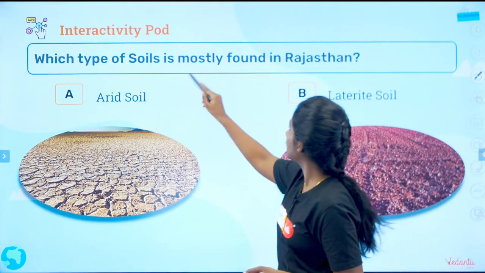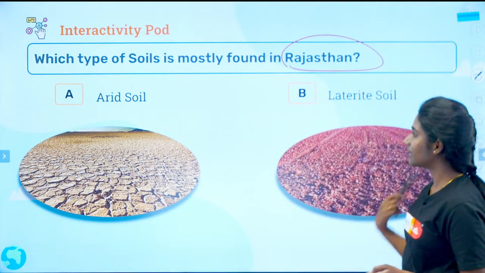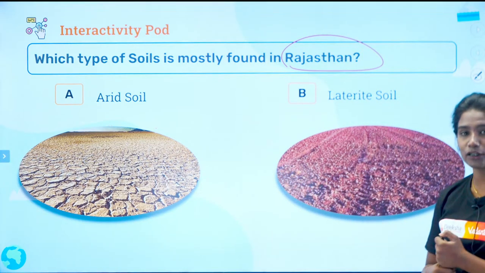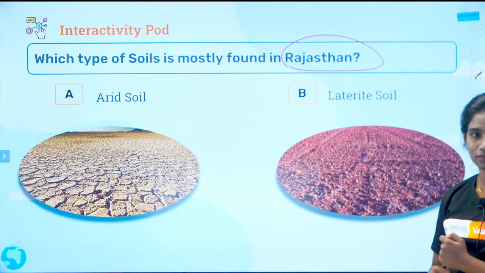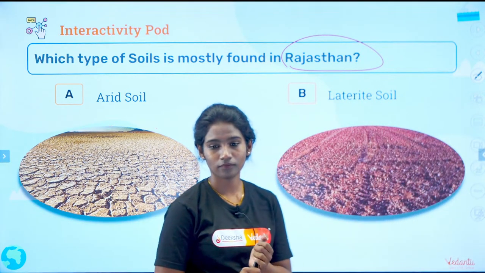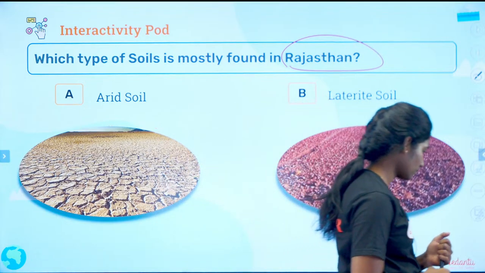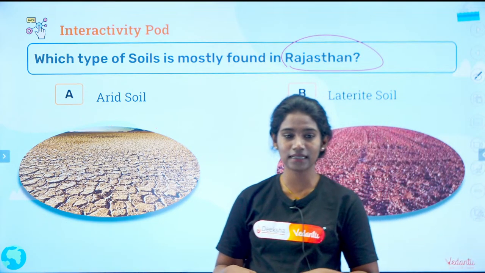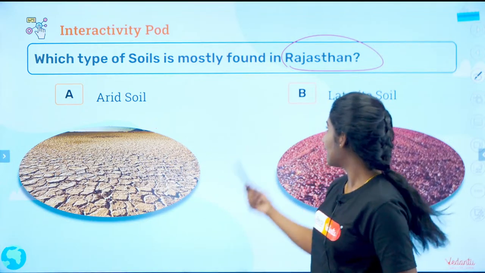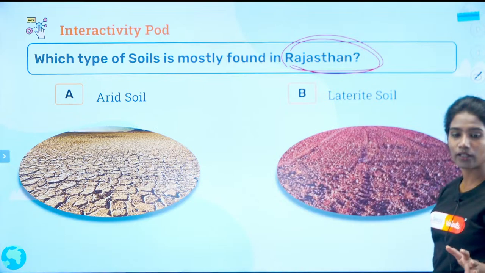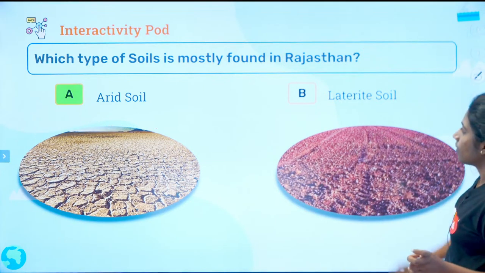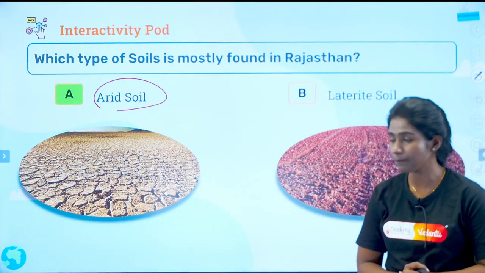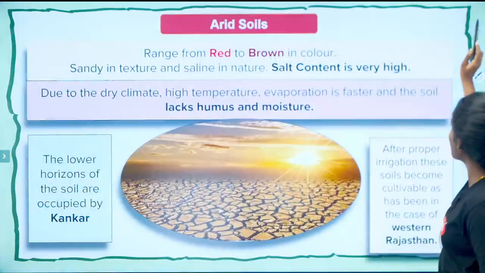So now, which type of soil is mostly found in Rajasthan? Is it laterite soil or arid soil? Which one? Any guesses? See, till now we have not done arid soil, and I didn't mention anywhere that it is found in Rajasthan. Yes, alluvial soil is also seen in some parts of Rajasthan, but now we'll talk about arid soil. Okay, and you get to see arid soil in Rajasthan also.